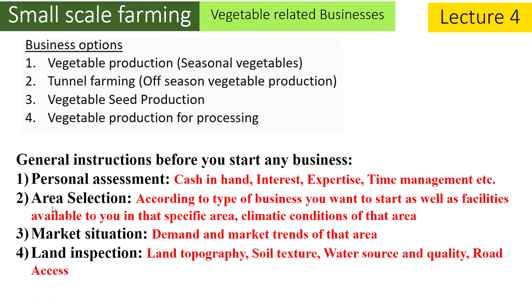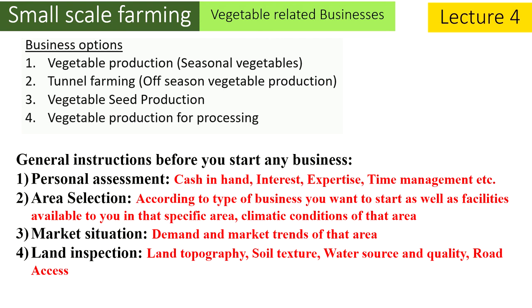And then there is the second point, that is area selection. In area selection, we have different aspects. The first one is that personal assessment is complete. If you have calculated all these four things, then you will go to the second point, that is area selection. In area selection, the first one is according to the type of business you want to start, as well as the facilities available to you in that specific area. Let me explain this to you.